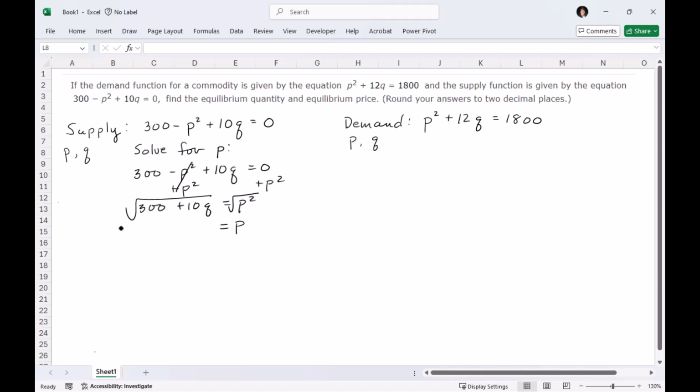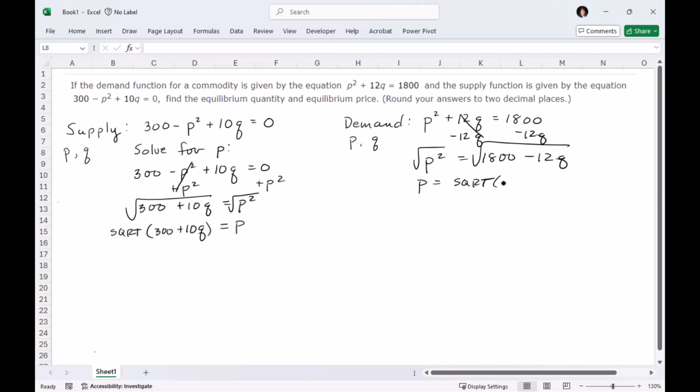And since this is in a business context, I don't need to worry about the negative square root because I'll never have a negative price. So given a value for Q, this equation will form the price for the supply function. Now I need to similarly solve for P in the demand function. So I'll subtract 12Q. P squared is 1800 minus 12Q, and then square root both sides.